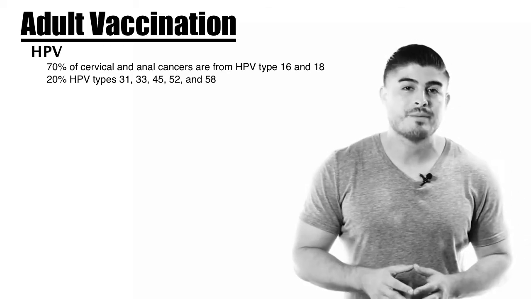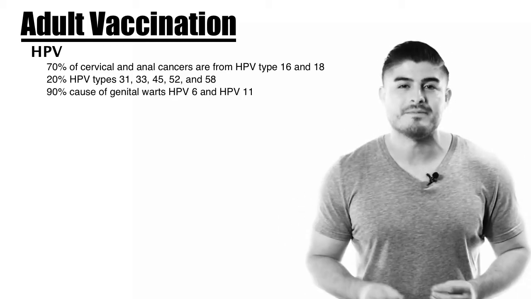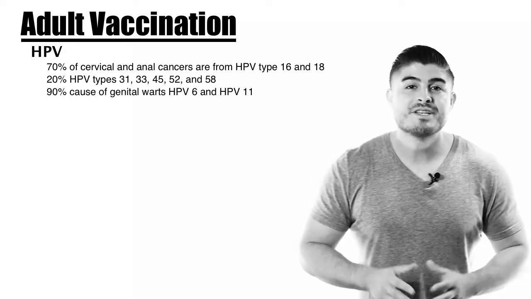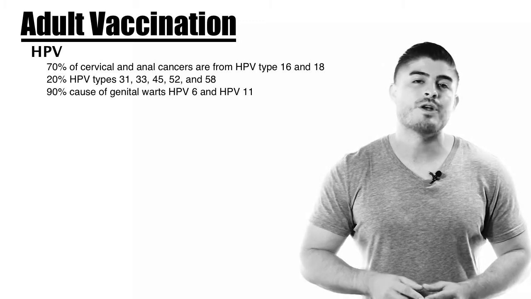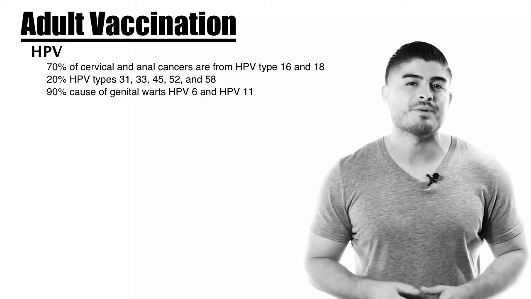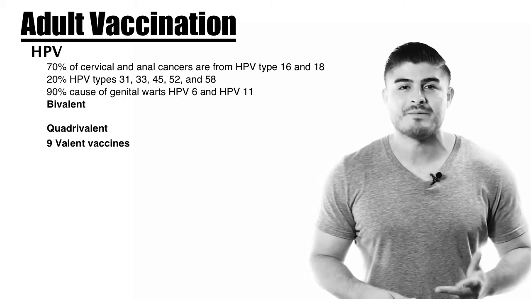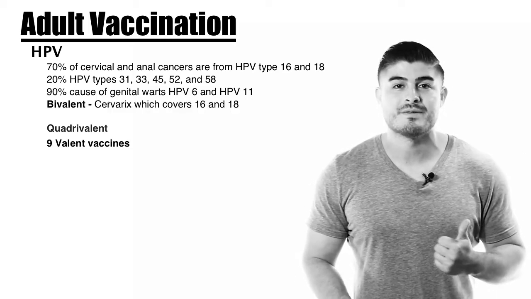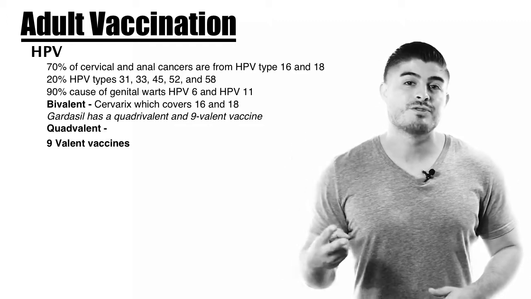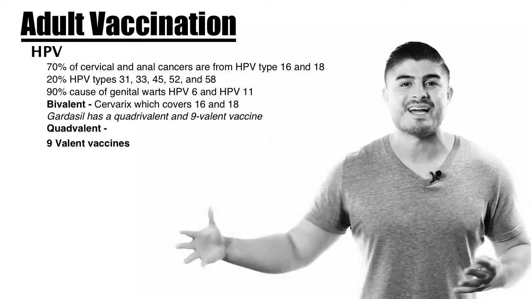Now finally, we have to worry about genital warts, and these are going to be caused by strains 6 and 11. So what does this mean? This means that when we have vaccines, we're targeting these types of strains, and there are really 3 types of vaccines that we're going to be giving. We have bivalent, quadrivalent, and 9-valent. Bivalent, which is going to be Cervarix, is really going to be targeting 2 strains. Gardasil has the quadrivalent and the 9-valent, which means we're targeting 4 strains and 9 strains.